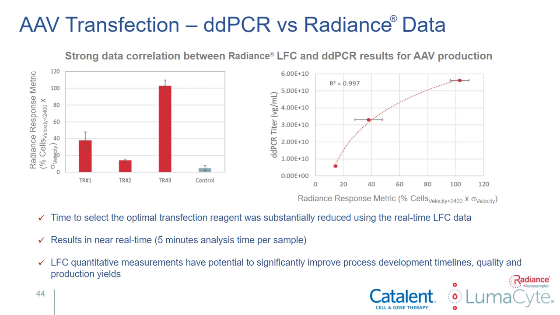Using such measurements, it is possible to reduce the time to select the optimal transfection reagent. And in this case, that was a result for us where we were able to select the transfection reagent based on the Radiance response metric data. And the results were obtained near real time with about 5 minutes analysis per replicate. And the laser flow cytology quantitative measurement has potential to significantly improve process development timelines and eventually impact quality and the production yields.